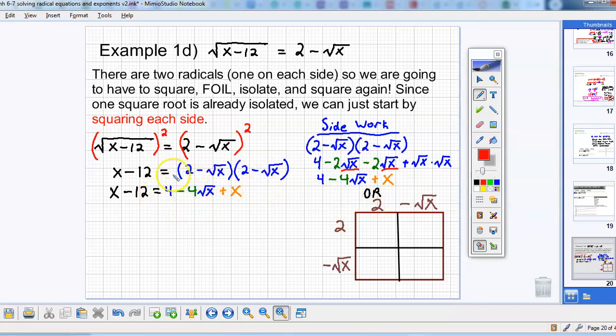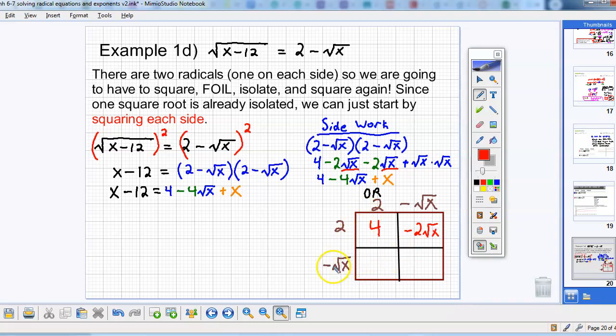Now there's another way you could do that. If you're familiar with how a multiplication chart works, you can write 2 minus square root x. Notice how I just put the minus off to the right there. And then we write 2 minus square root x. Notice how I put the minus with the square root x. And then we just multiply. 2 times 2 would give us 4. 2 times negative square root x, negative 2 square root x.